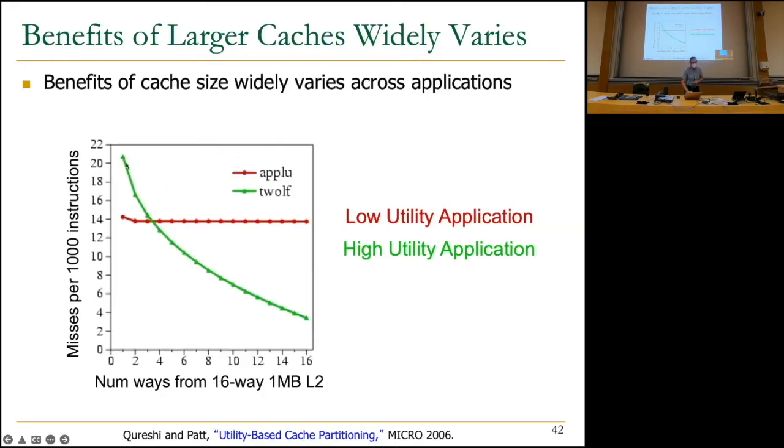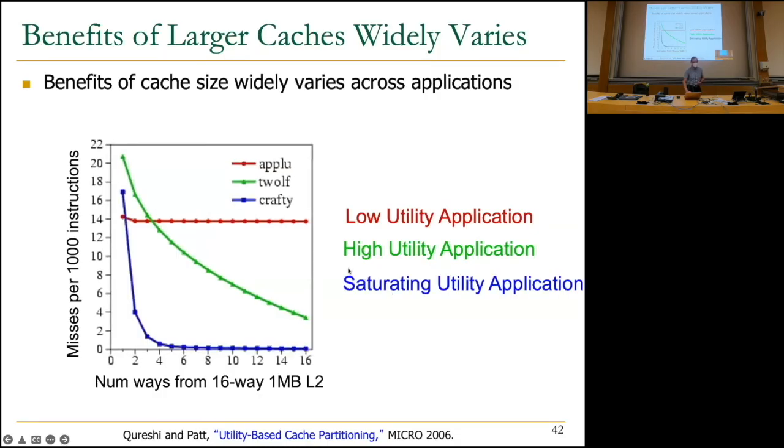Another application that benefits a lot from caching looks like this, right? This is high utility. As you keep adding cache, your miss rate reduces. Another application has more saturating utility. If you look at this, it gets almost 0 miss rate very quickly, because at some point, very soon here, for example, it starts fitting in the cache. So you can see that different applications behave differently, and you can actually get close to 0% miss rate. But not all applications benefit from caching.